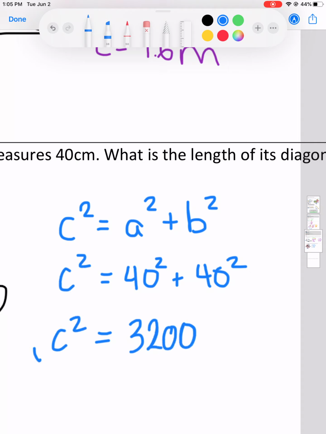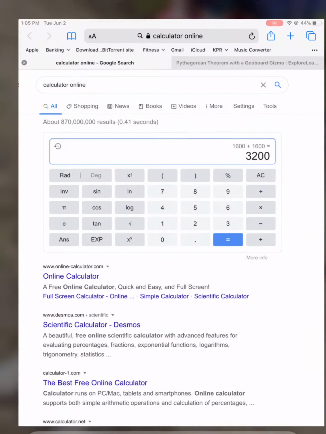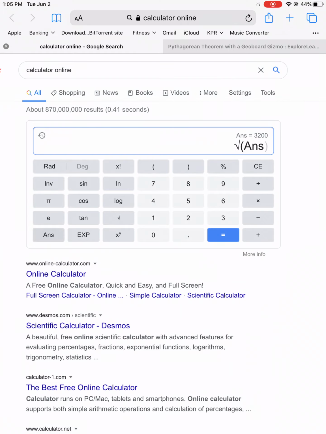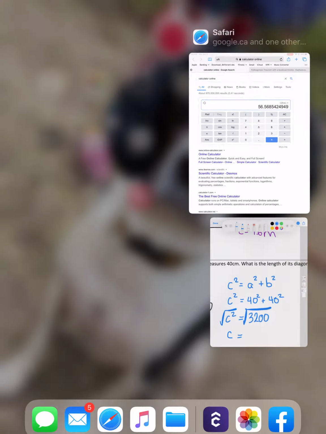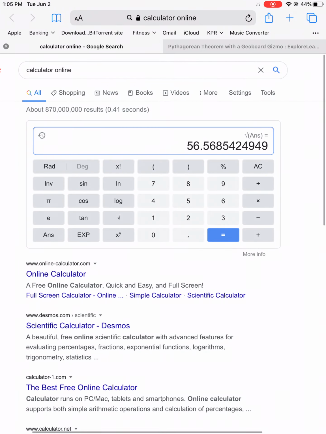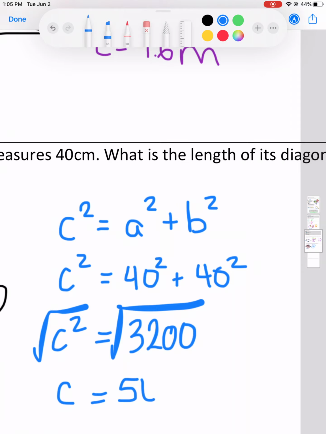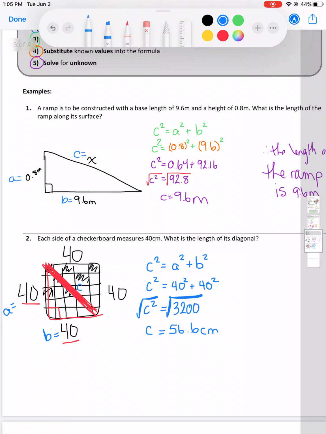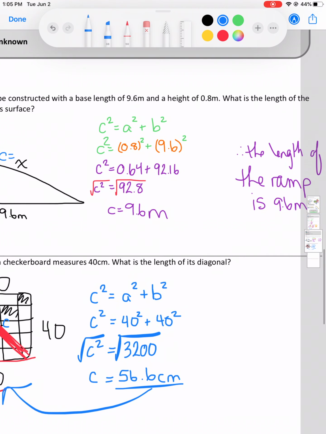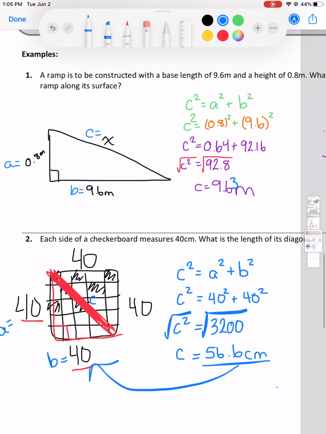Now we have to take the square root of that. C is equal to 56.6. Remember, our hypotenuse is always the longest side. So this is correct because we know that this side is longer than this side. For our previous example, I know we said it's 9.6. Technically, it's 9.63, which is longer than 9.60, so it still works.